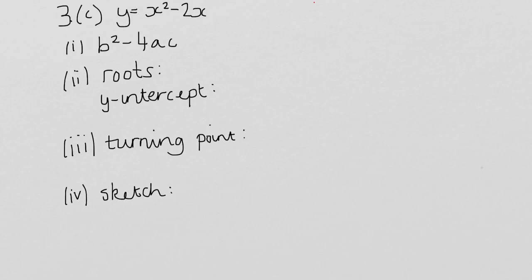Okay, I'm going to skip b because it's quite similar to a, however 3c is a little bit different. Now, I want to point out that when you see an equation like this, it's just the same as having a plus 0 on the end. Okay, so your values for a, b and c, a is going to be 1, b will be your negative 2, and c is going to be 0.